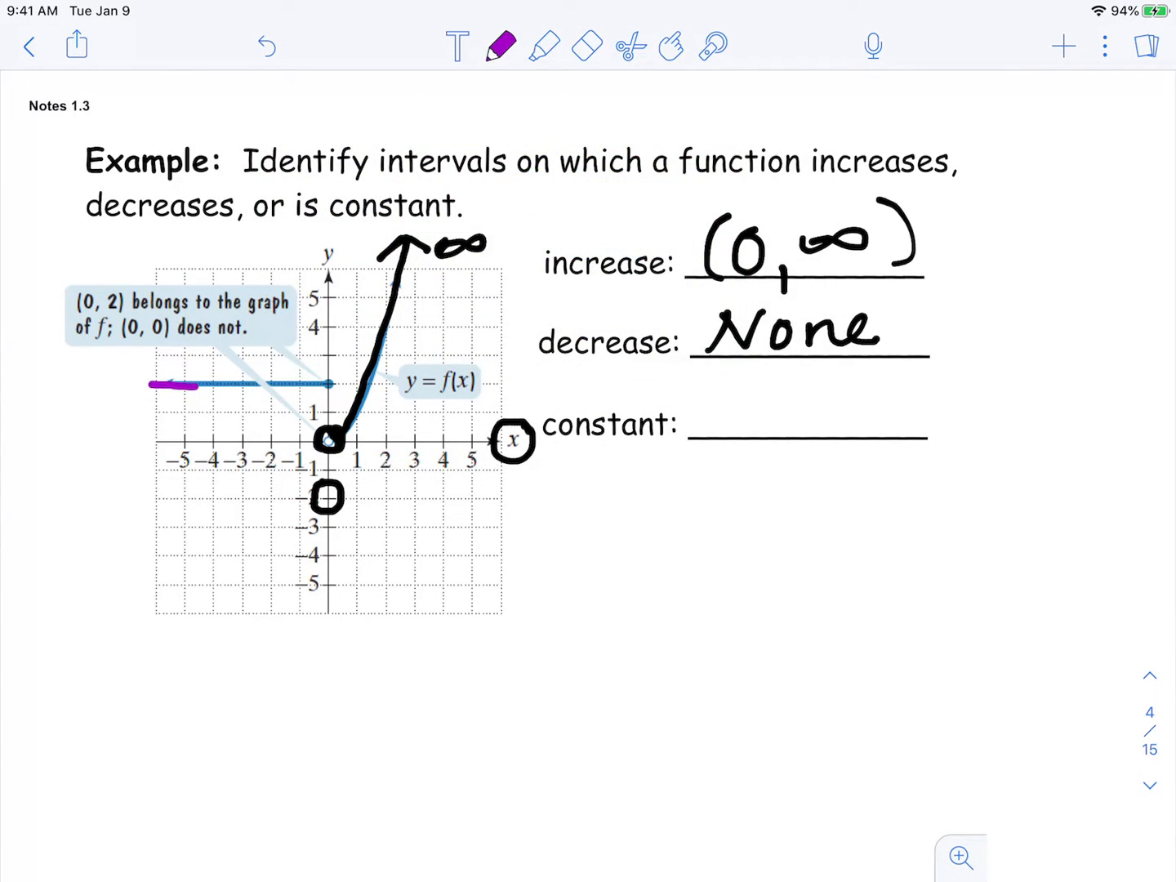And now our constant. Here's our constant. So where does it start on the x-axis? On the left at negative infinity. And then where does it stop at? It stops at 0. It includes 0.